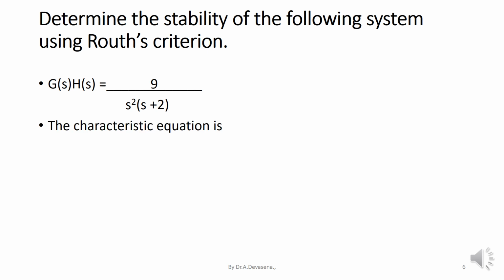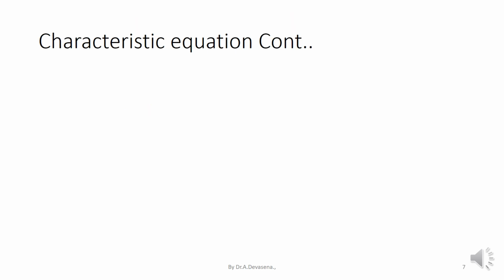Determine the stability of the following system using Routh's criterion. G(s)H(s) is equal to 9 divided by s square into (s plus 2). The characteristic equation is 1 plus G(s)H(s) is equal to 0. Now we are going to construct the characteristic equation. s square into (s plus 2) plus 9 is equal to 0. If you simplify this equation, we get s cube plus 2s square plus 9 is equal to 0.